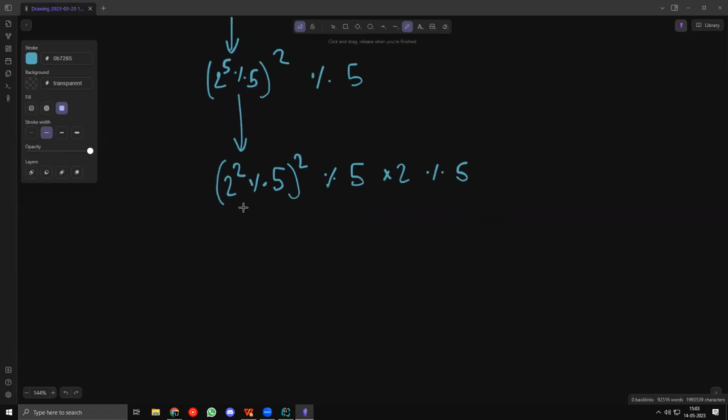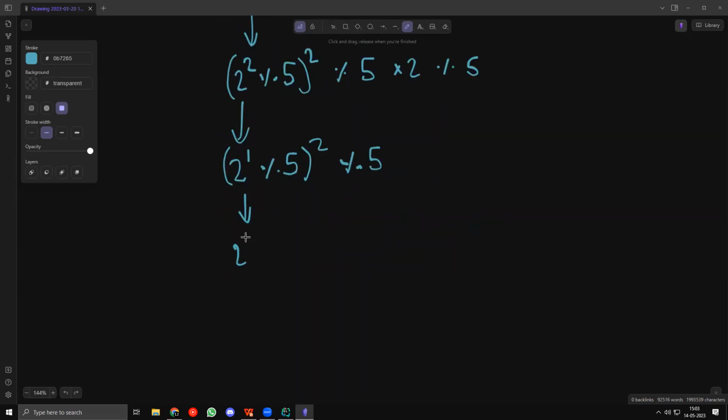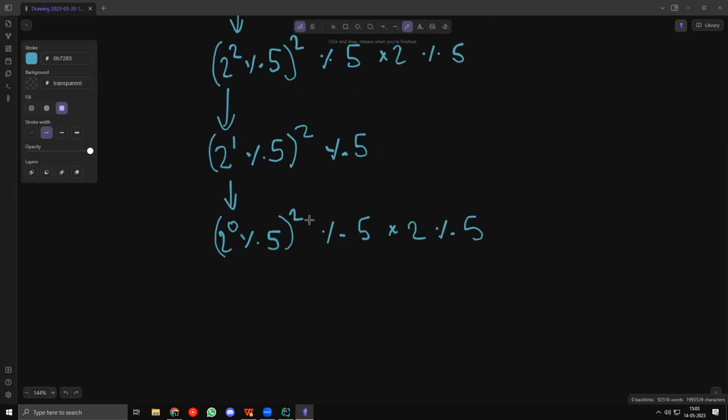Okay. Now for 2 to the power of 2, I'll take 2 to the power of 1 modulo 5. And I'll square this, and I'll take modulo 5. And since it's even, I don't need anything else. And for 2 to the power of 1, I get 2 to the power of 0 modulo 5, squared, modulo 5. And since this is odd, I'll take times 2 modulo 5. Okay, now let's start evaluating.